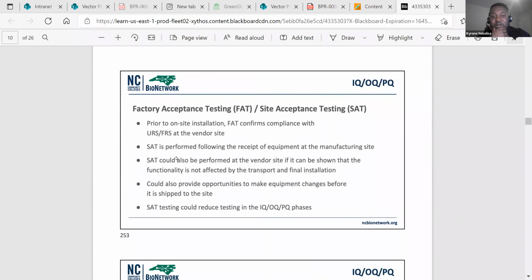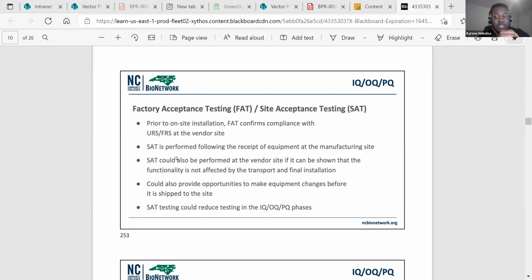So now we'll talk about factory acceptance testing and site acceptance testing. Prior to on-site installation, your FAT, or factory acceptance test, confirms compliance with the URS and FRS at the vendor site. Like we said earlier, the URS is usually the first document that's created. Once you have created a URS and it has been approved, you usually send that to the vendor and they will build your equipment at the factory.